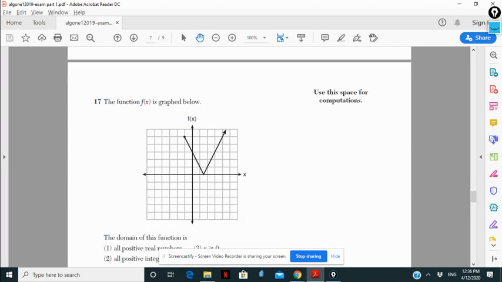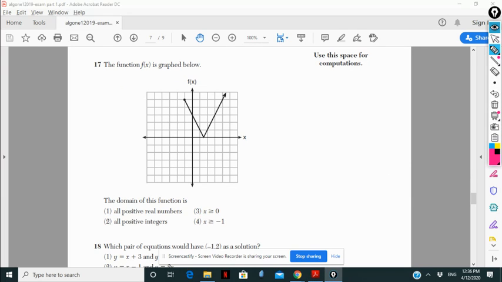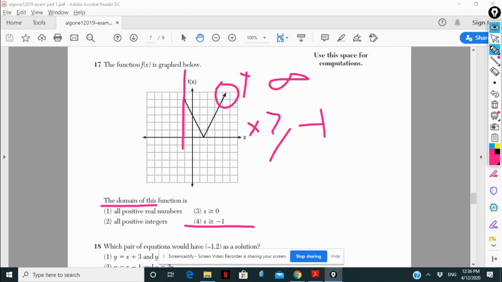Question number 17. Now, the function is graphed. So now I should know he's asking me about the domain, so he's asking me about the x-axis. It's starting from here, and I have an arrow over there, so it's going to positive infinity. But it started from negative 1. So x is greater than or equal to negative 1. So the answer is going to be 4. He's asking about the domain, and the domain is the x value, and here it starts from this point.